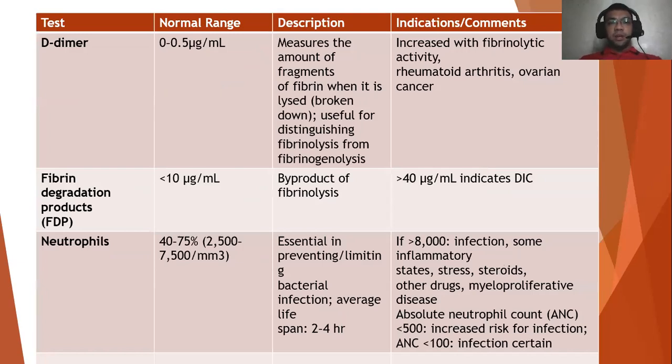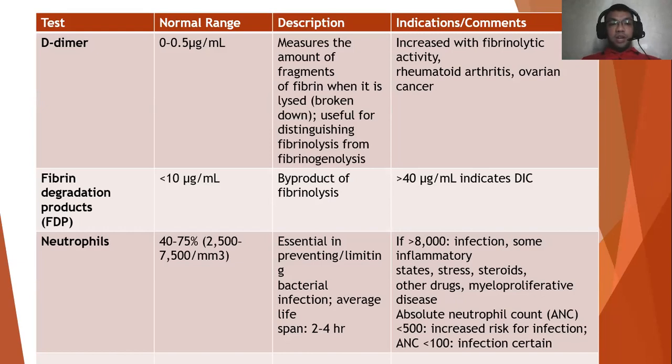D dimer is around 0 to 0.5 micrograms per milliliter. This measures the amount of fragments of fibrin when it is lysed or broken down. Useful for distinguishing fibrinolysis from fibrinogenolysis. So this is increased with fibrinolytic activity, especially those who have rheumatoid arthritis and ovarian cancer.